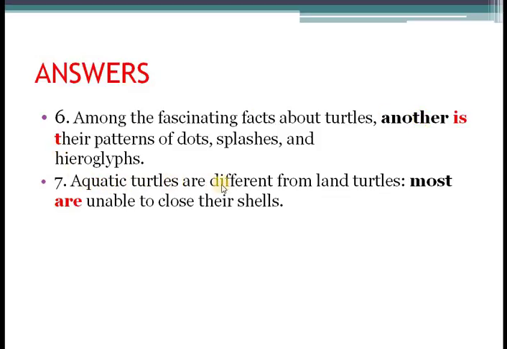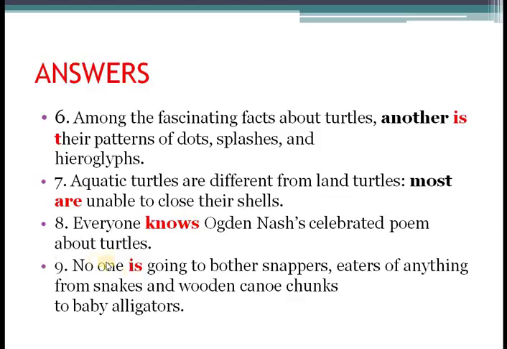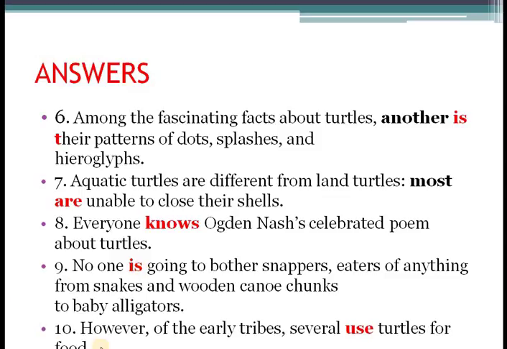Aquatic turtles are different from land turtles. Most are unable to close their shell. Once again, the rules apply. Everyone knows. Everyone is singular, so it takes the verb ending with S. No one is singular, so it takes the verb ending with S.